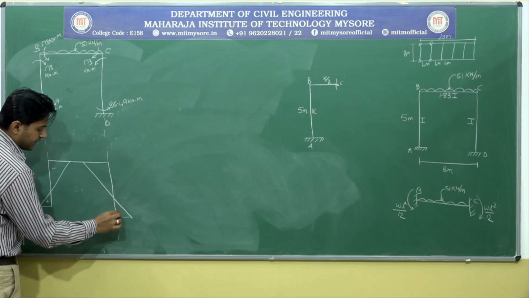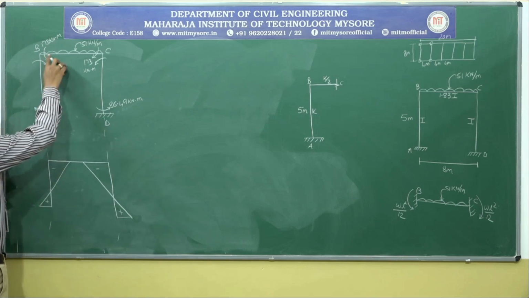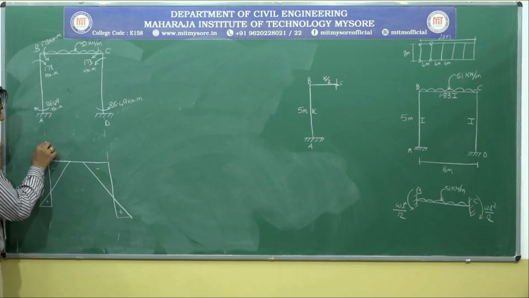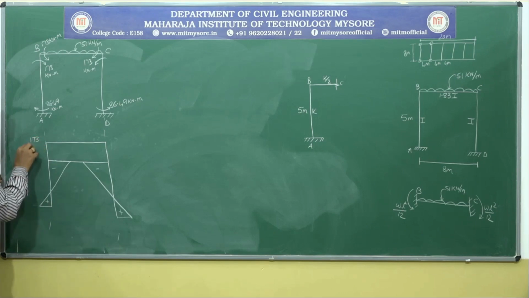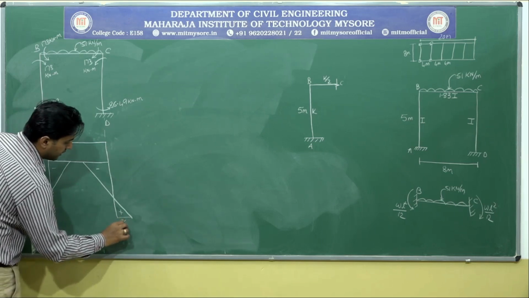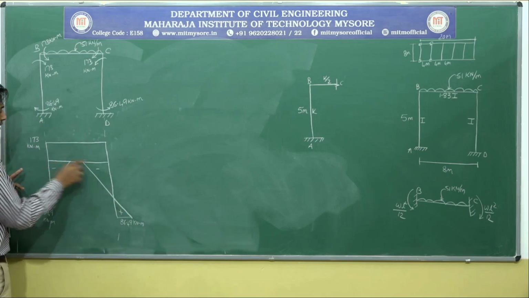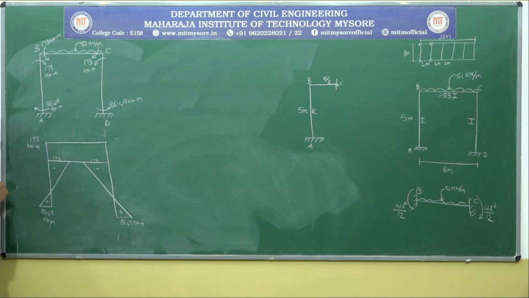So outside I will be taking it as positive and inside I will be taking it as negative. Next, there is one more. Here also 173, here also 173. So you can take it like this. It is 173 kilonewton meter. Here also it is 173. This is 86.49 kilonewton meter. Here also it is 86.49 kilonewton meter. So this is also 173, this is also 173, and this side is also 173.